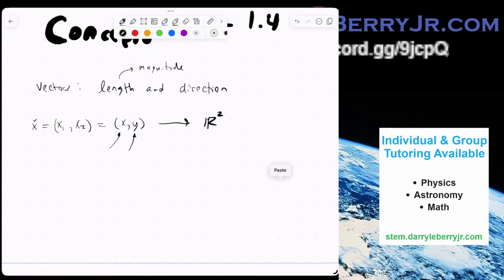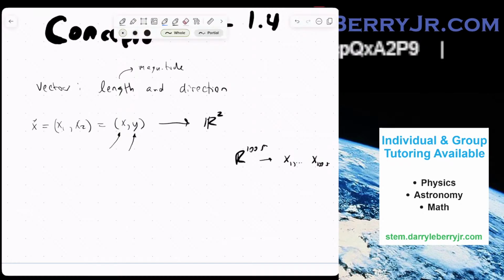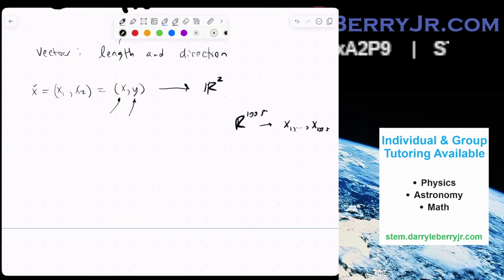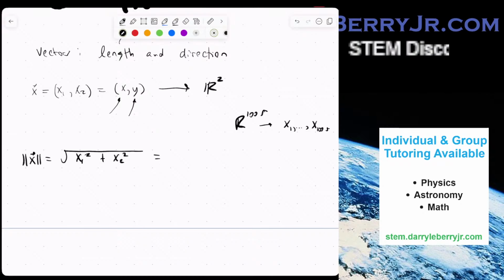But if you get into, let's say, R1005, you have to do a whole lot of letters. So it's probably better to do x1 and then x1005. That seems to be the reasoning behind using a subscript on a letter when you get to linear algebra. So I wanted the length of this thing. That's the same thing as the magnitude. We use a double absolute value sign. And that's going to be the square root of the first term squared plus the second term squared. And that equals the length, the magnitude.